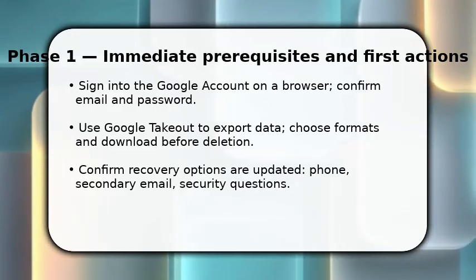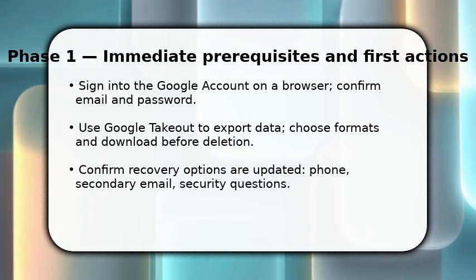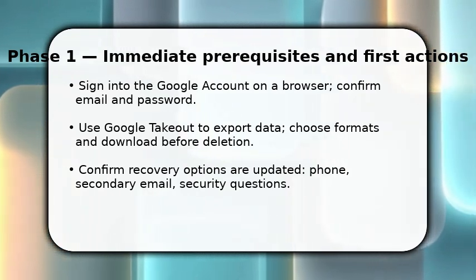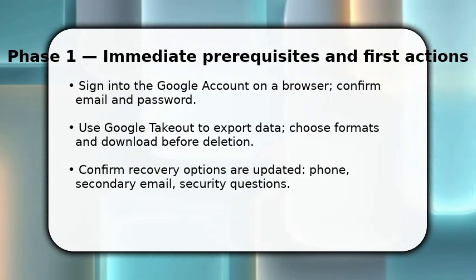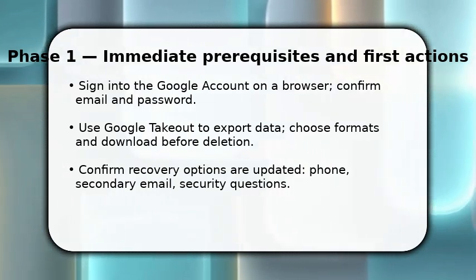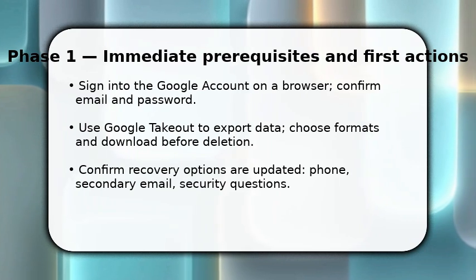You start here, sign into the exact Google account you want to remove, and make sure you have control of its recovery phone or email. Once signed in, go to Data and Privacy and initiate Google Takeout to export mail, photos, and docs.